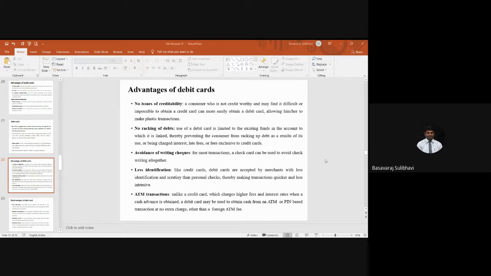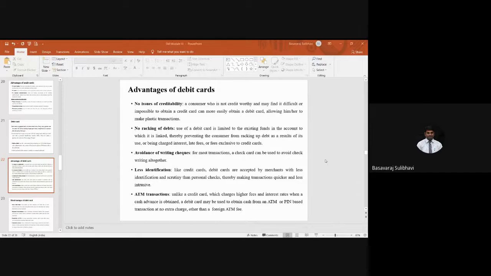Now, less identification. Here, if you see, when it comes to the credit cards, merchants can accept these debit cards compared to the credit cards with less identification, because you will be having your own PIN, which is known. Whosoever uses the particular debit card should know the security PIN of that card. So not much identification is required, because if the PIN is known, the merchant will go through with the transaction.